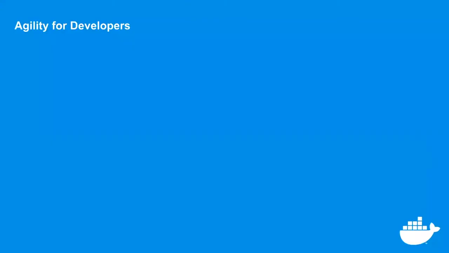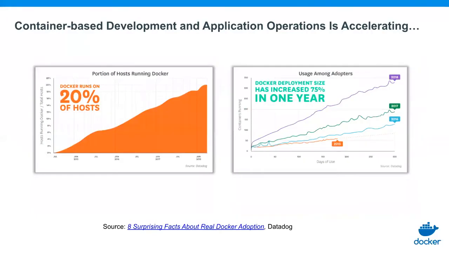So first off, we'll have a look at agility for developers, and then later on in the webinar, we'll switch to agility on the operator side. So just a quick look at the landscape of the ecosystem today.